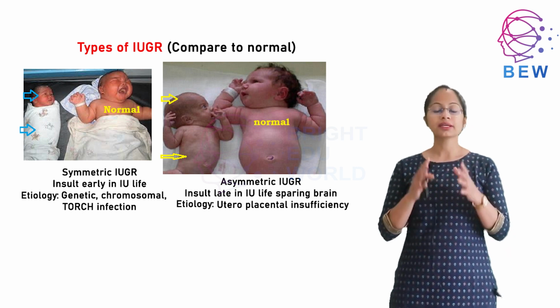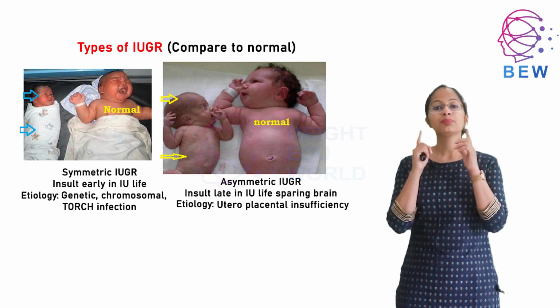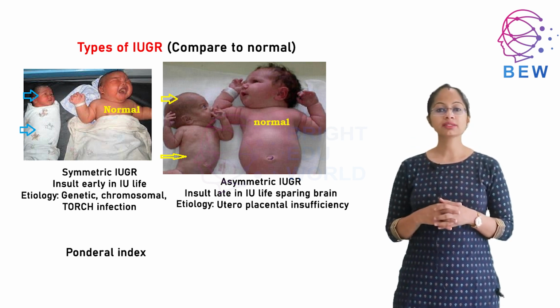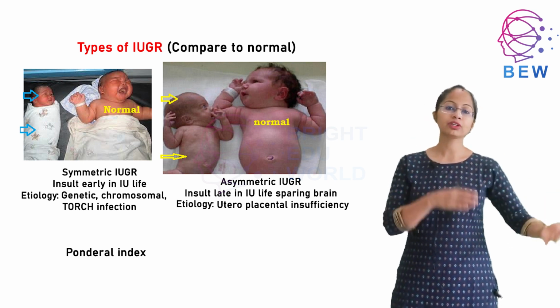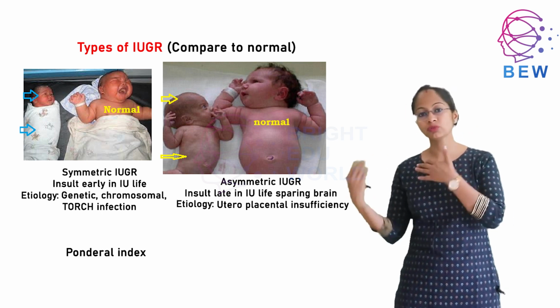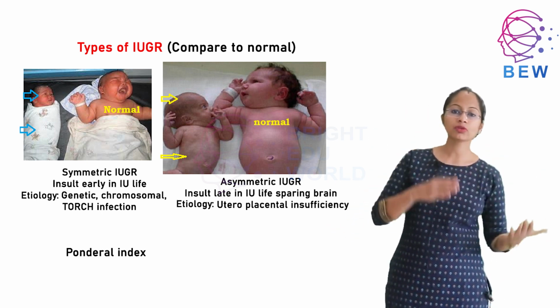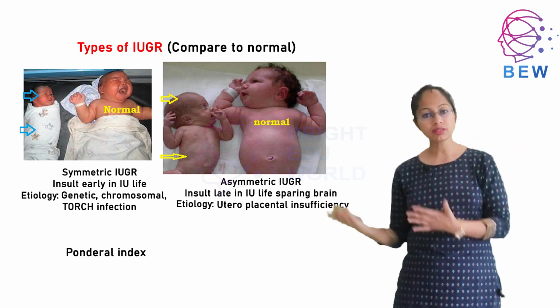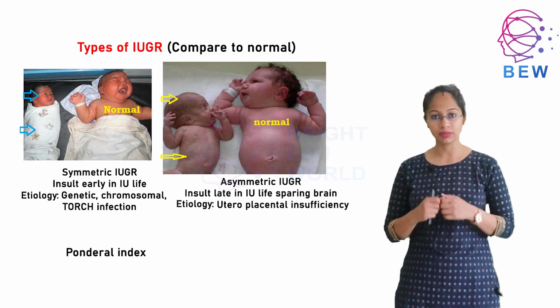Next important point is the Ponderal index. Students, you must remember this index. They can give you an example like the weight of the baby is this and the length of the baby is this. What is the Ponderal index, or what is the baby according to the Ponderal index? Is the baby a symmetrical IUGR or an asymmetrical IUGR? Any such kind of question can be given.